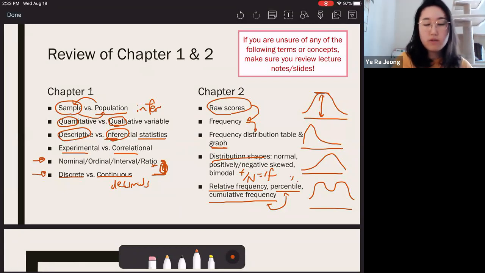I'm going over this really quickly because it's all the content that I went through in the 2 previous videos. If you're unsure of any of these terms, or I talked too quickly and you didn't quite catch it, make sure to review the videos, the lecture notes and slides, so that you understand everything in here. Those are the foundations that we're going to build upon for the rest of the semester.